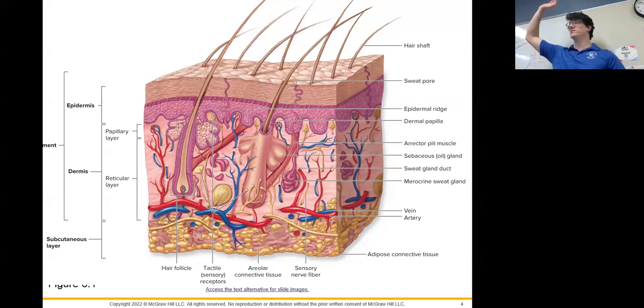Do you have fingerprints on your arm? No. At least I hope not. That would be weird. But look at your fingertips. Look at the palms of your hands. You see those ridges? Those are called friction ridges.